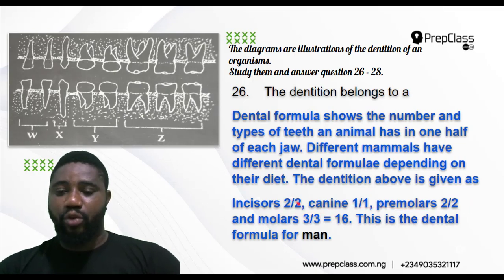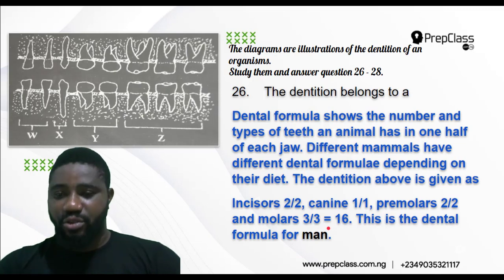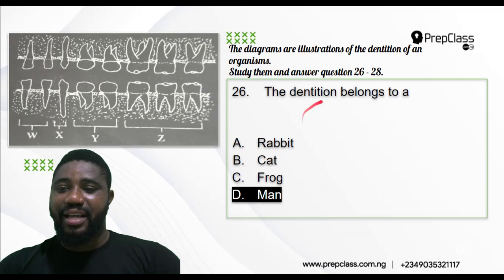And if you add them, 2 plus 2, 4, plus 1 plus 1, 6, plus 2 plus 2, 10, 10 plus 6, 16. So this is the dental formula of man. 16 times 2 will give you 32. An adult man, or woman, as long as an adult, has 32 teeth. So half of that is 16. It's the dental formula for man. So the correct answer is the dental formula for man. Option D is the correct answer.